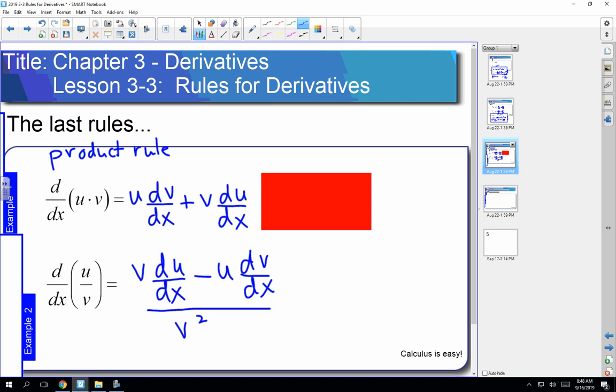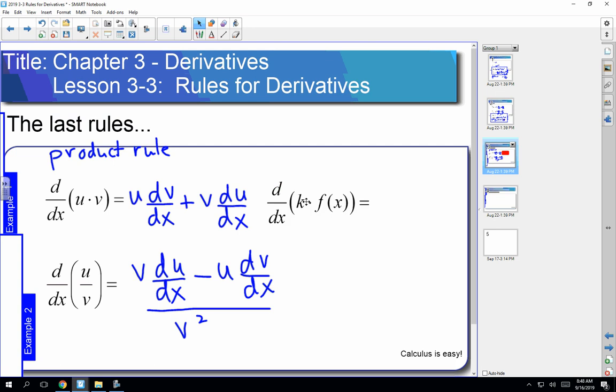And then the last one on here for this section is the derivative of a function that has a scalar multiple. And we've already used that one. So you can slide that scalar multiple out, which is k, and then d f of x dx. And those are the 7 rules in here.